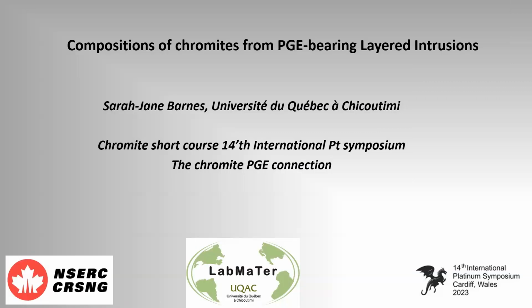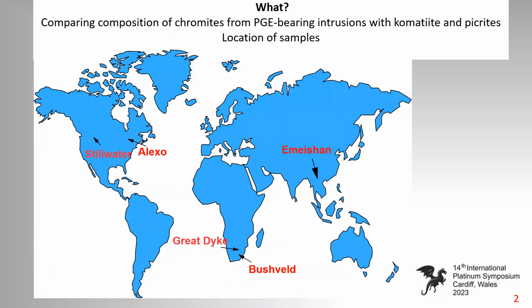Okay, so I'm going to talk to you about the composition of chromites from PGE layered intrusions. To do this, I'm going to compare the composition of chromites from PGE-bearing intrusions with chromites in picrites. The locations we're going to talk about, you probably all know where the Bushveld is, the Great Dyke, Stillwater, and then Alexo, which is a chromitite that's in lower greenschist or prehnite-pumpellyite facies, and the Emeishan flood basalt.